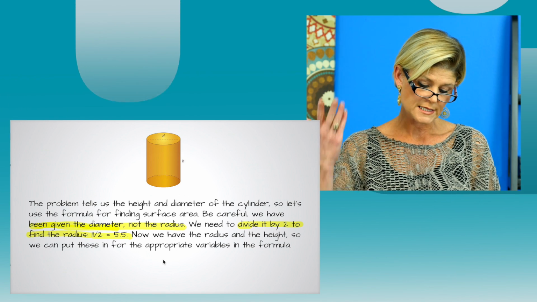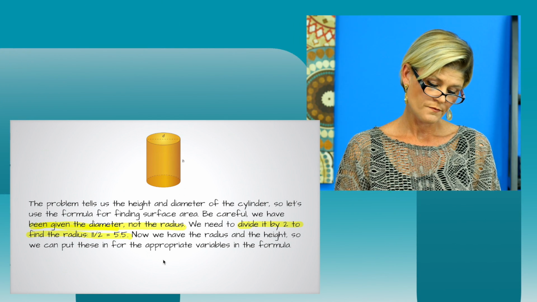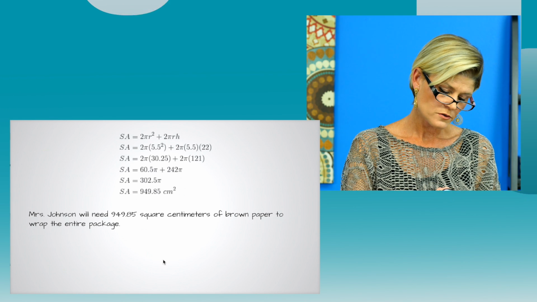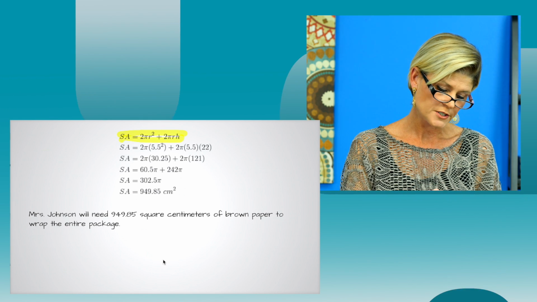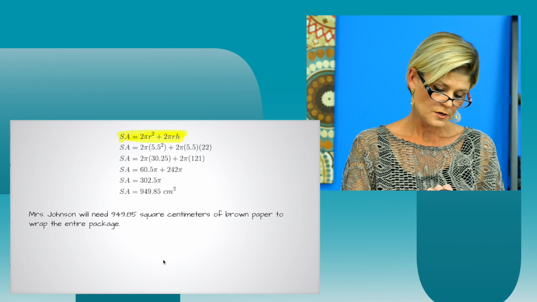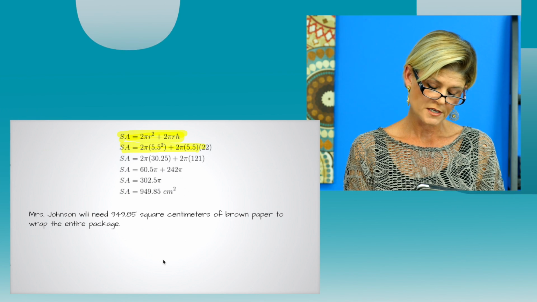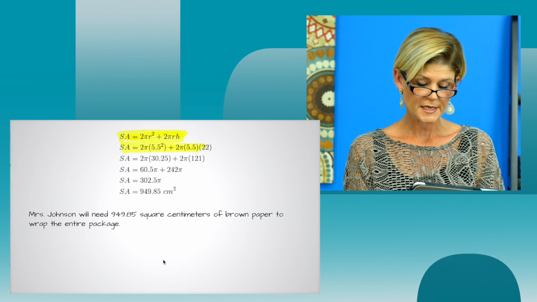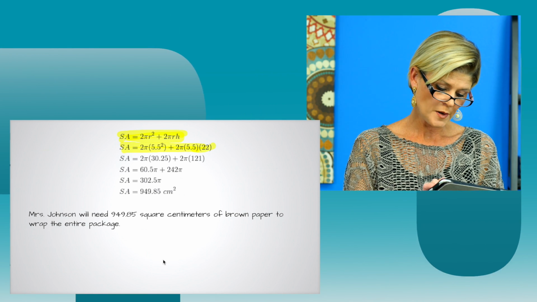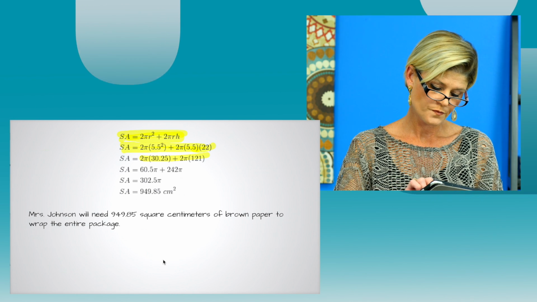And now we have the radius and the height, so we can put these in for the appropriate variables in the formula. And then we just plug them in. Surface area. Here's our formula. Surface area equals 2 pi r squared plus 2 pi rh. Surface area equals 2 pi times 5.5 squared, radius squared, plus 2 pi radius times height, which is 22, which gives us 2 pi times 30.25 plus 2 pi times 121.